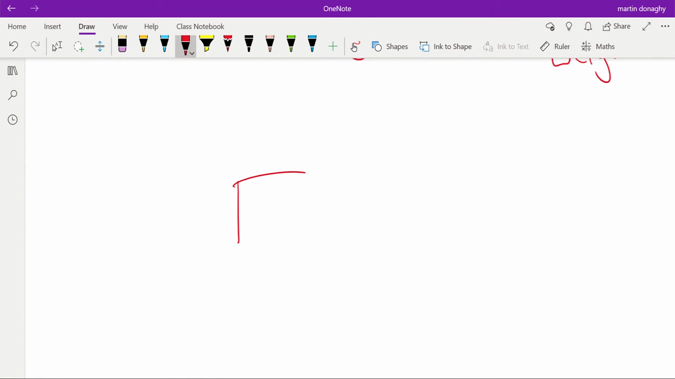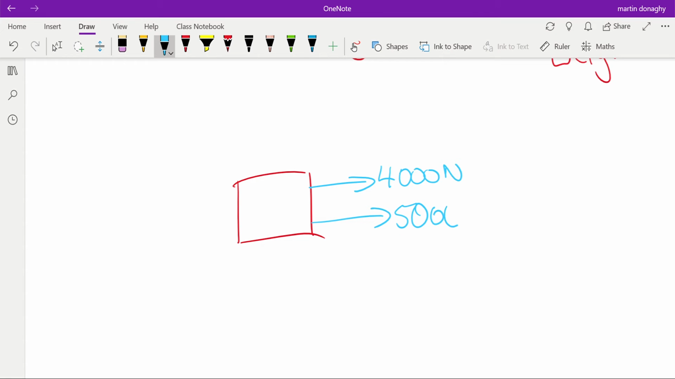Now, let's see a different situation. Let's say we have an airplane that has two engines that aren't quite producing the same amount of thrust. So one is giving it, let's say, 4,000 newtons, and another one is slightly stronger, giving 5,000 newtons. We have two forces acting forwards.